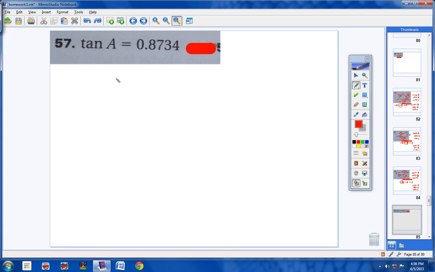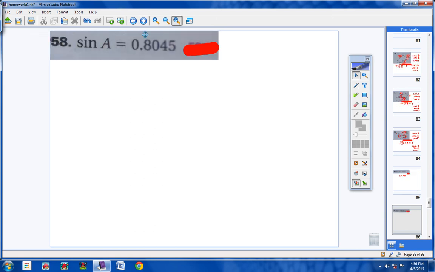So somewhere on your calculator should be a button that says tangent to the -1 power, which is really pronounced inverse tangent or tangent inverse. Okay, so you want to type into your calculator so this comes up on your screen, and then type in 0.8734, hit enter, and you'll get this right here, 41.1 degrees. Okay. All right, number 58.